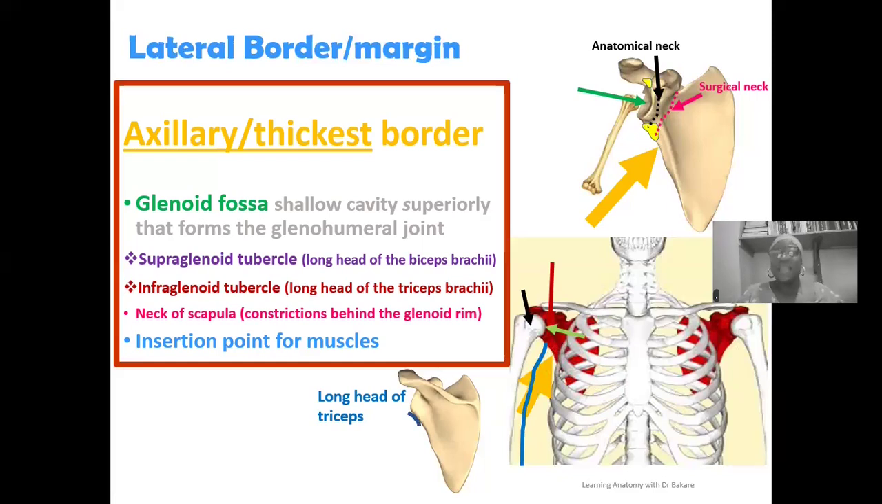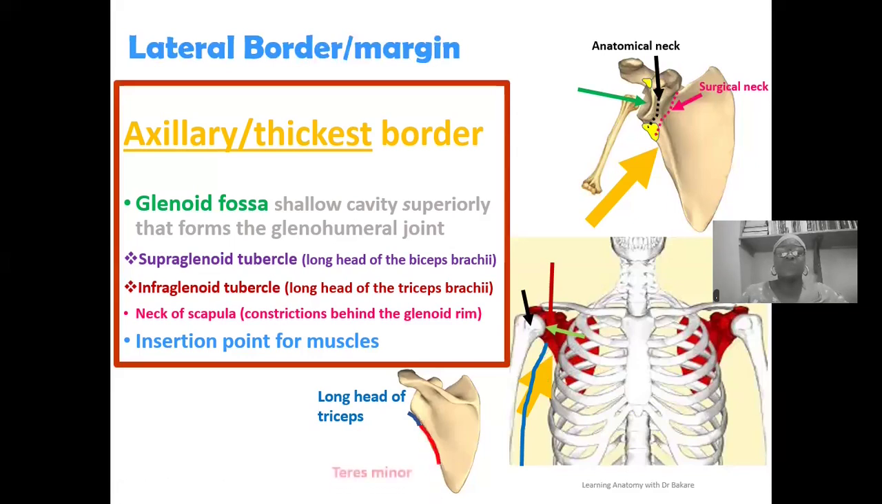It is the long head that is seen to emerge and be inserted on the infraglenoid tubercle, that is located at the inferior region of the glenoid fossa. And this is what is projected here in this image. The triceps muscle is seen to run from the inferior region around the elbow, and you see it directed upward, where its long head will be inserted on the infraglenoid tubercle.